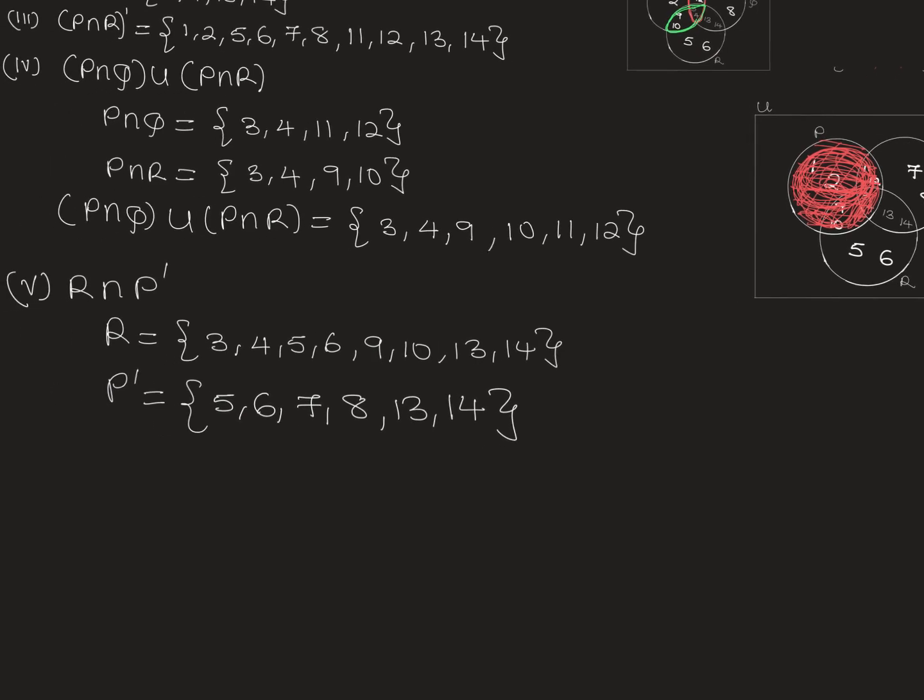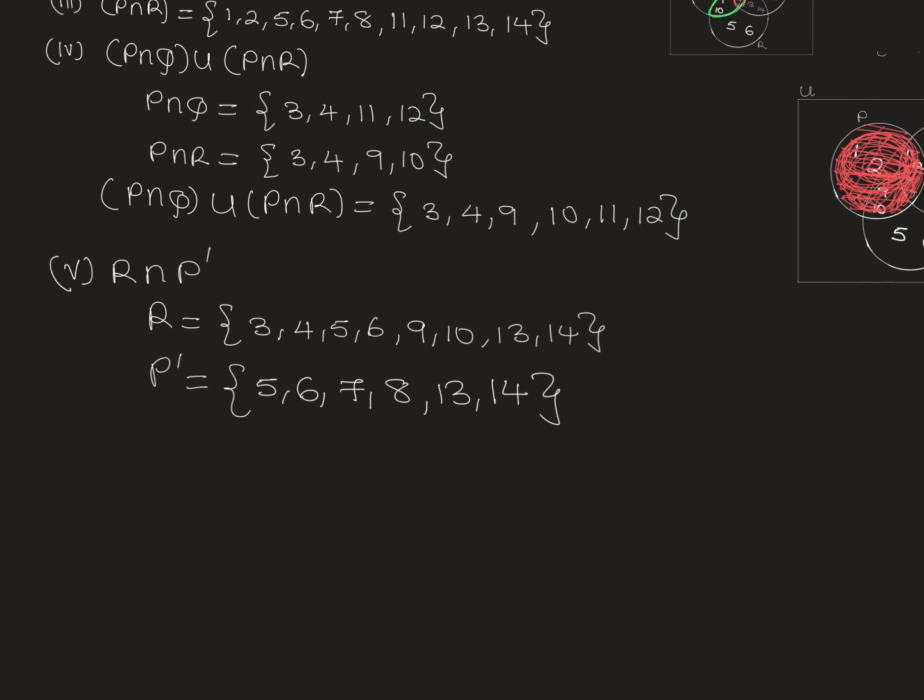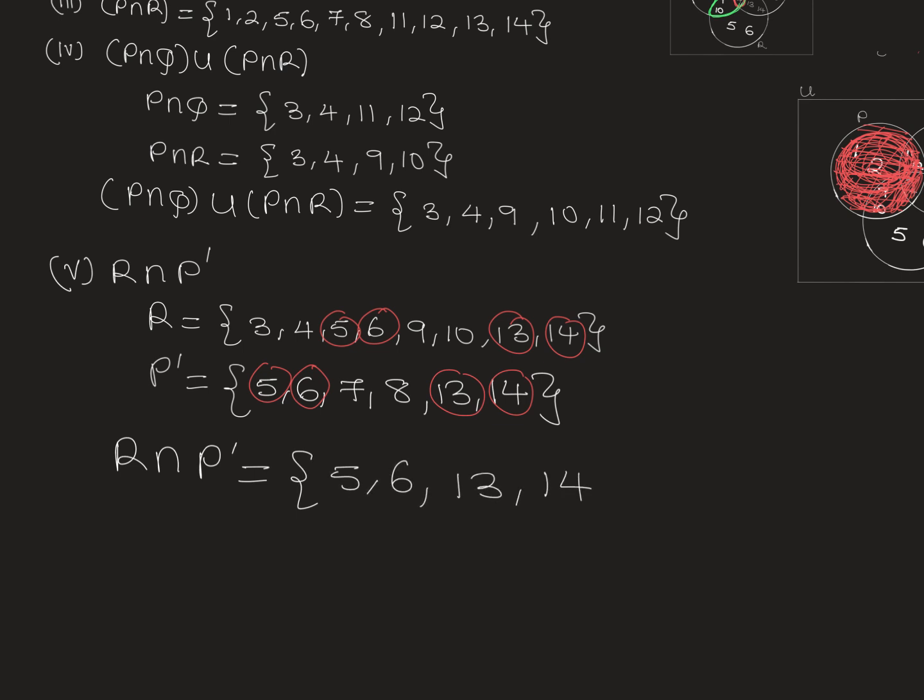Okay, so what does R intersection P complement mean? Intersection means members that are found in both of them. So let's try to identify them. You have 5, you have 6, we have 13, and we have 14. So therefore, R intersection P complement is 5, 6, 13, and 14.